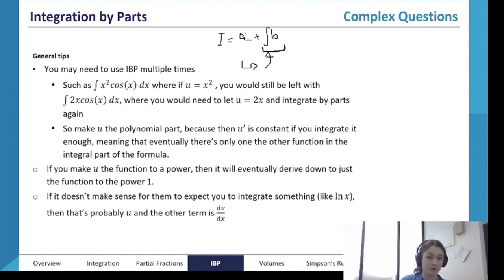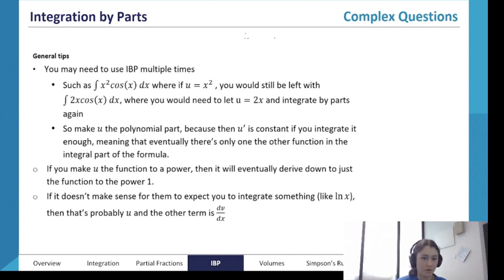And this is where integration by parts can get really complicated. You start integrating something and you think you're going really well, and then you finish it and realize you need to integrate by parts again, and then you finish it and you realize you need to integrate by parts again. That is the struggle with integration by parts.